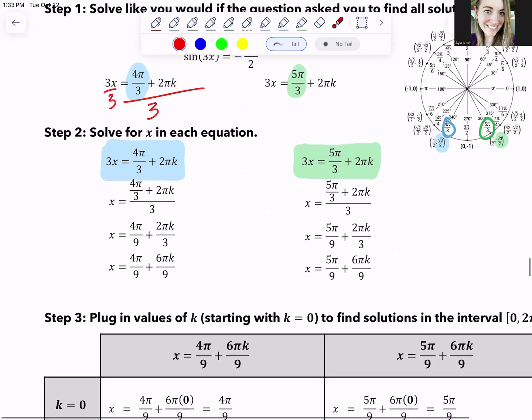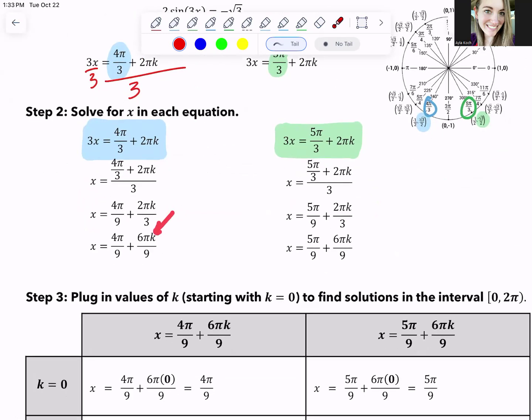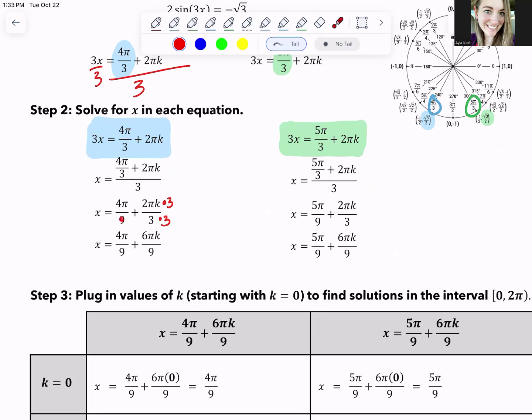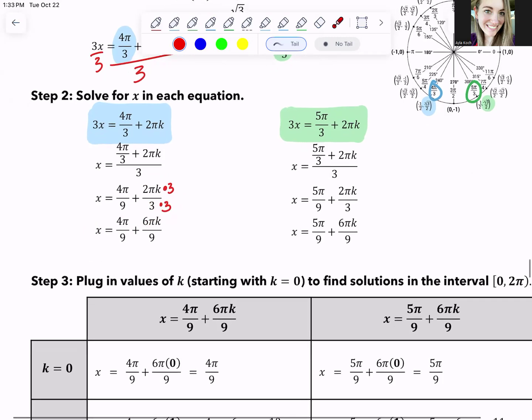Now, we are going to be plugging in values for k, which means we want to be able to add these fractions together nicely and easily. So what I did is I said, hey, I would like to make a common denominator between these two fractions. And that would be easy if I made this guy into a 9. So if I multiply the numerator and denominator by 3, 2 times 3, that's where I get that 6. And then 3 times 3 is 9. Now these have the same denominator. It just makes it a little easier to work with.